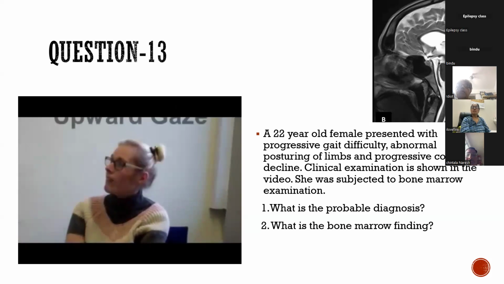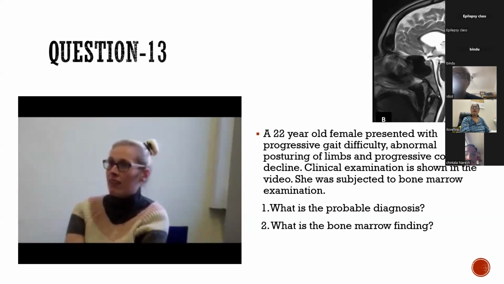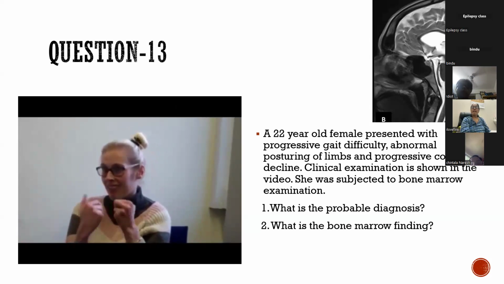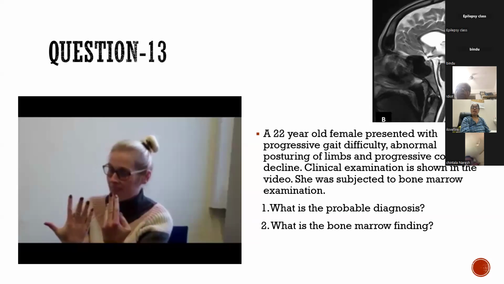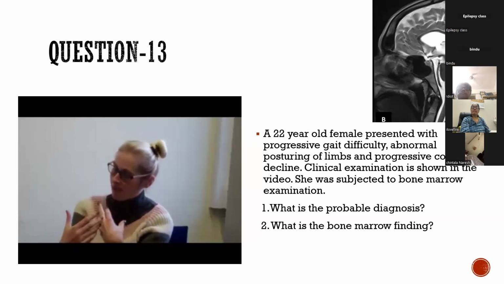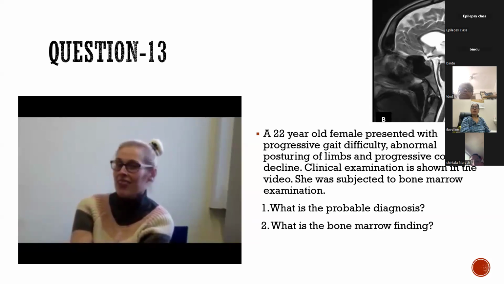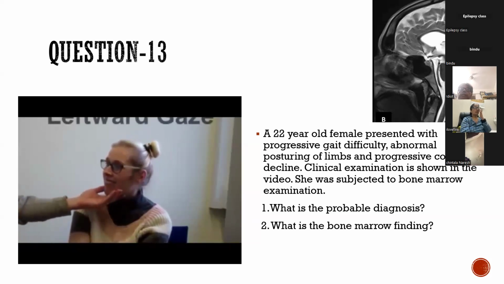Now the eye movements are being tested. So first the upward gaze. Now the downward gaze. Now the rightward and the leftward gaze is being tested.